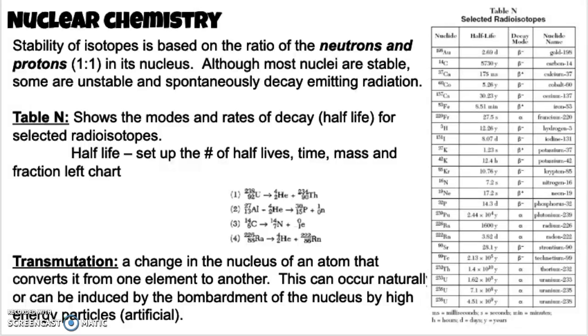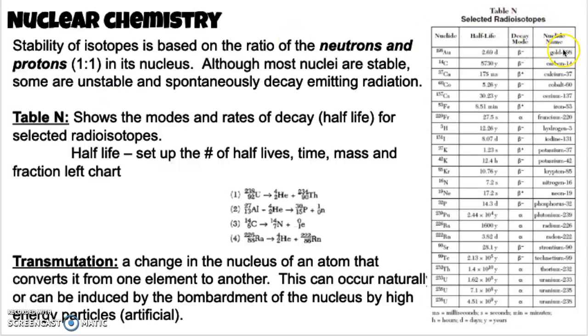And although most nuclei are stable, some are unstable, and this instability happens when the amount of neutrons aren't equal to the amount of protons. And so when something is unstable, it will spontaneously decay and emit some sort of radiating particle.